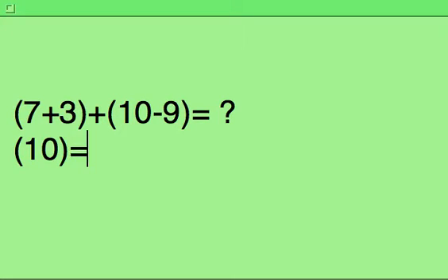And notice that there's an addition sign here. We want to keep that. And then we have 10 minus 9, which is equal to 1. It says equals what? Notice how the parentheses here, they're not next to each other. They're not adjacent to each other. They are split apart by an addition sign. This means we are not multiplying. We are adding them. So we know that 10 plus 1 equals 11.